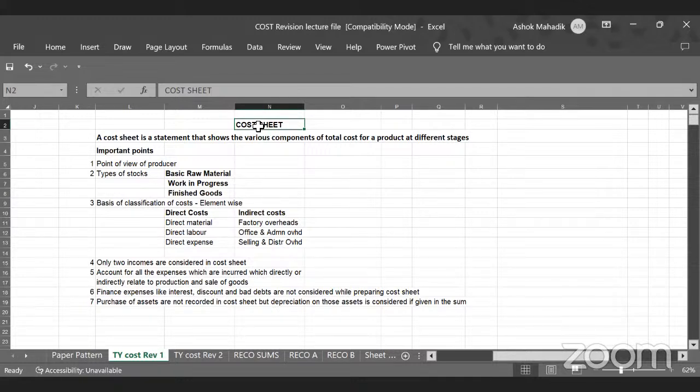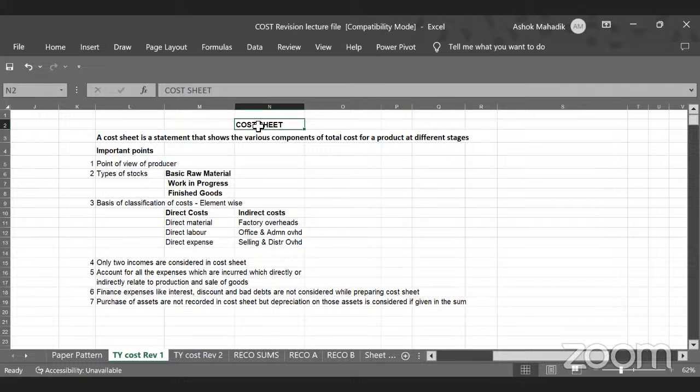The first one, the cost sheet is prepared from the point of view of a producer. That's a manufacturer. So whenever you see any expense, look at it from the producer's point of view. Then decide whether it's a production expense, selling expense, or an office expense. Now, in a cost sheet, there will be three types of stock: raw material, work in progress, and finished goods. Each of these will have their opening stock as well as closing stock.